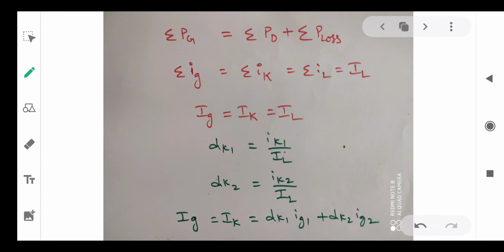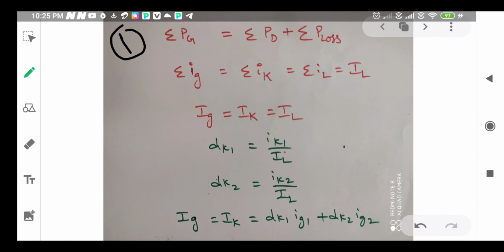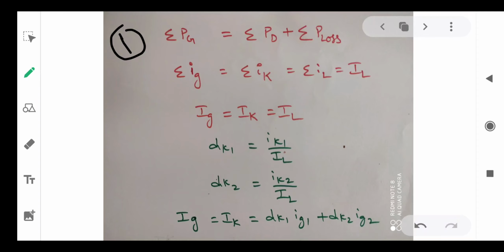Here the very first one is the power balance equation, in which sigma Pg equals sigma Pd plus sigma PL. So that is the power balance equation. In the previous topic we did not consider the transmission line loss, which was neglected, but in this case we need to consider this sigma P loss. So I square R are the losses.